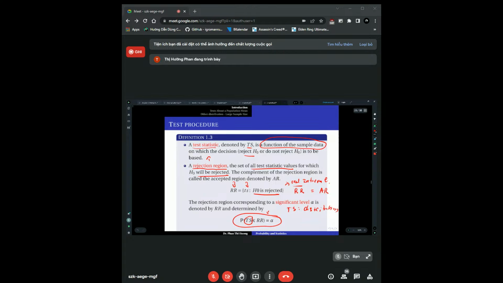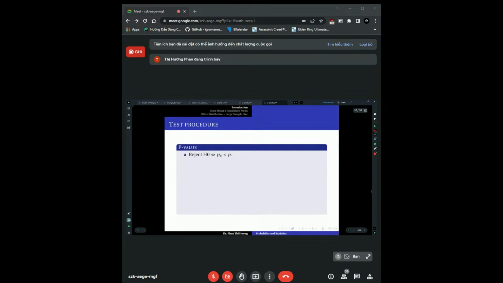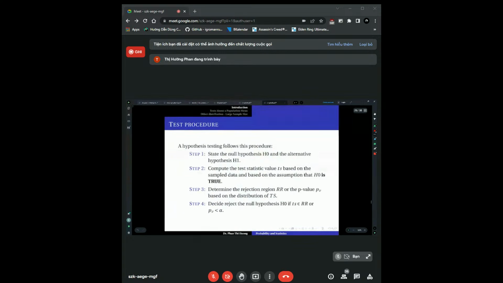Here I summarize for you the general procedure to construct the hypothesis testing. Of course, the first step, we need to state the null hypothesis and the alternative hypothesis. The next step, find the test statistic value based on the sample data. Plug in the sample data, we have the test statistic value, based on the assumption that H0 is true.